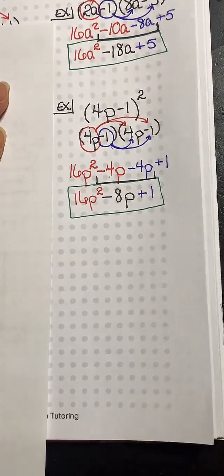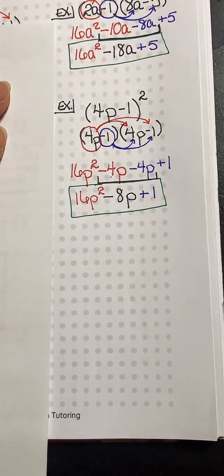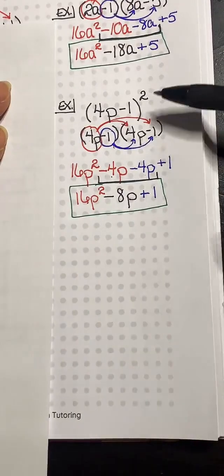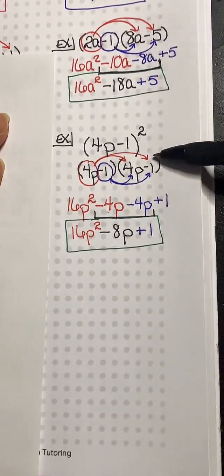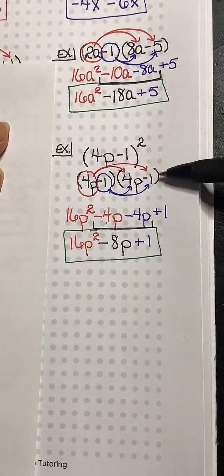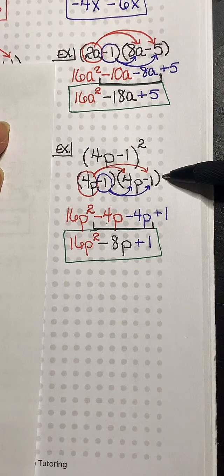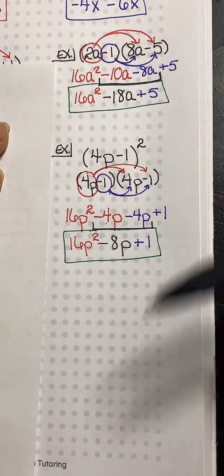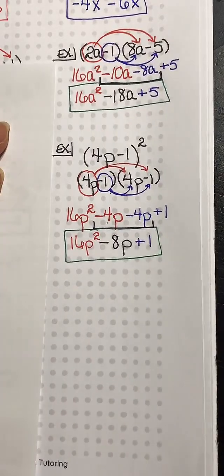Okay, there you go, Big Al. Good. Makes so much sense. So first, when you see anything raised to the second power like this, you have to write it out twice so you can do your foiling or distribution.